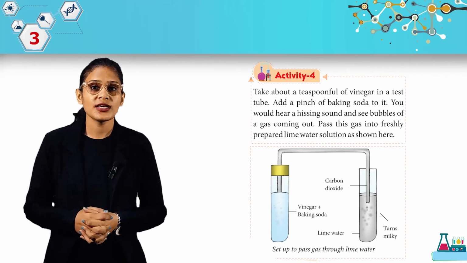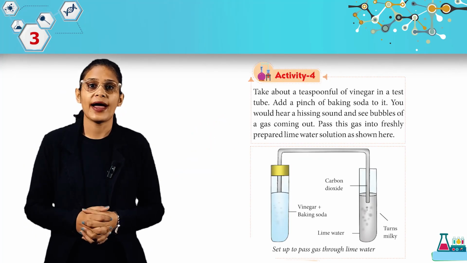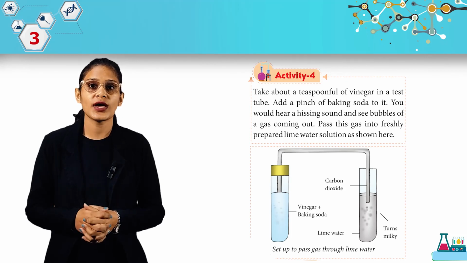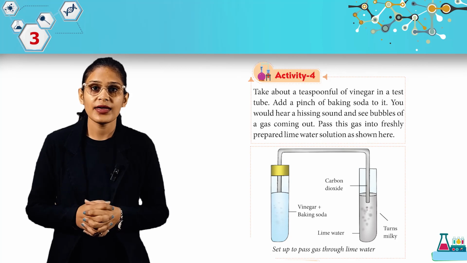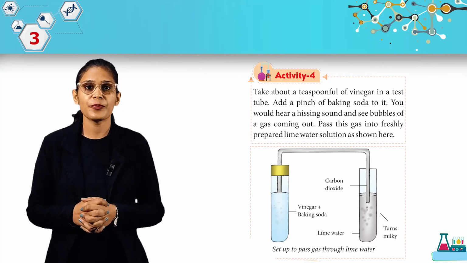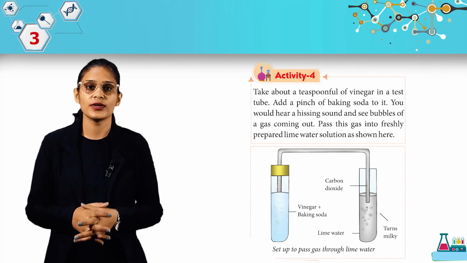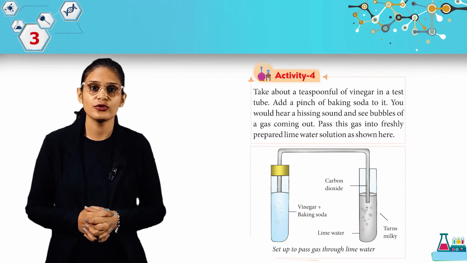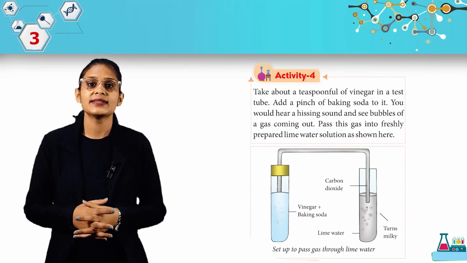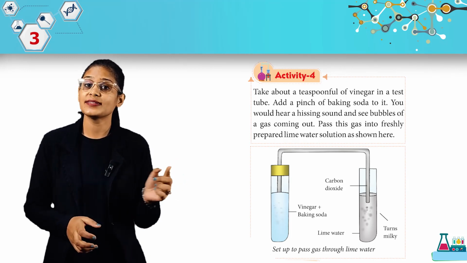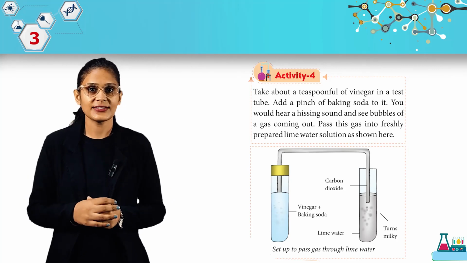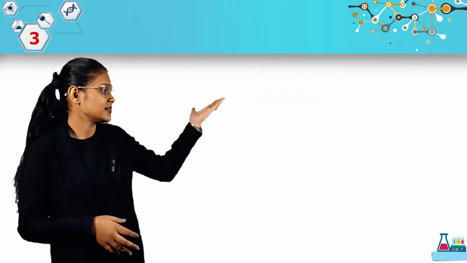Here we have activity 4. Take about a teaspoonful of vinegar in a test tube, add a pinch of baking soda to it. You would hear a hissing sound and see bubbles of a gas coming out. Pass this gas into freshly prepared lime water solution as shown here. Look here student, that's how you have to pass this gas into a lime water solution. Set up to pass the gas through lime water. When you pass this gas through lime water, it turns milky. Get it students?